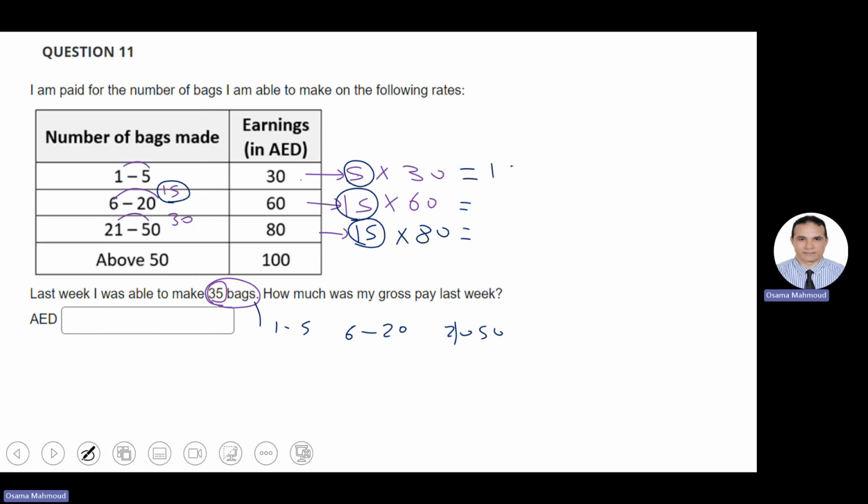So you have 150, the second one 900, sorry. So check this one, please. The first 5, you multiply by 30. And the next 15, you multiply by 60. The third one, you multiply by 80. If I calculate this, I have 2,250. He is not eligible for the last one because he is not exceeding the 50, because he has only done 35.